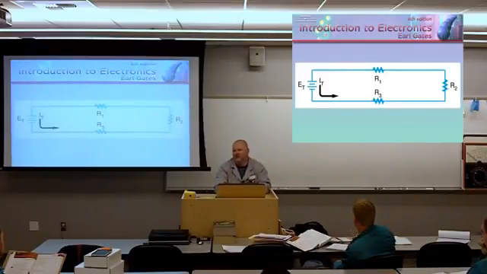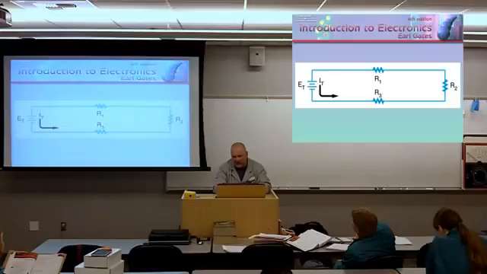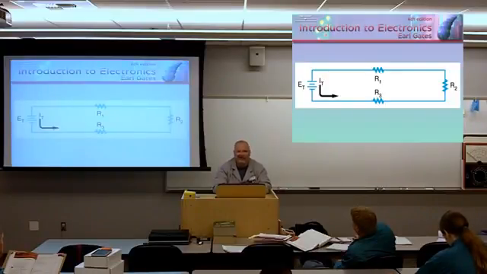The most important thing in a series circuit is current is constant. Why is it constant? It's only got one path to flow, so it better be constant. The second most important thing about a series circuit is also known as, right? AKA, like in police lingo, AKA, also known as a voltage divider.